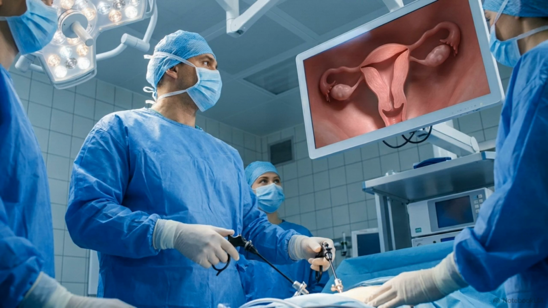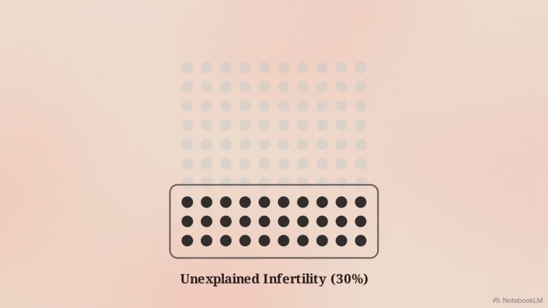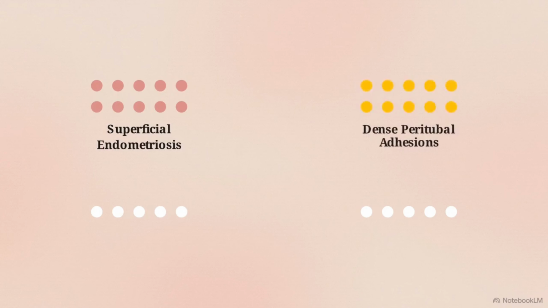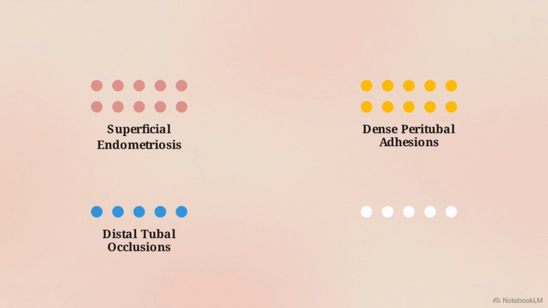Returning to the initial data matrix, where 30% of couples were burdened with the label of unexplained infertility. Under surgical visualization, this monolithic block breaks apart. These cases stratify into highly specific, actionable conditions: superficial endometriosis, dense peritubal adhesions, and distal tubal occlusions. The true idiopathic pool shrinks significantly.